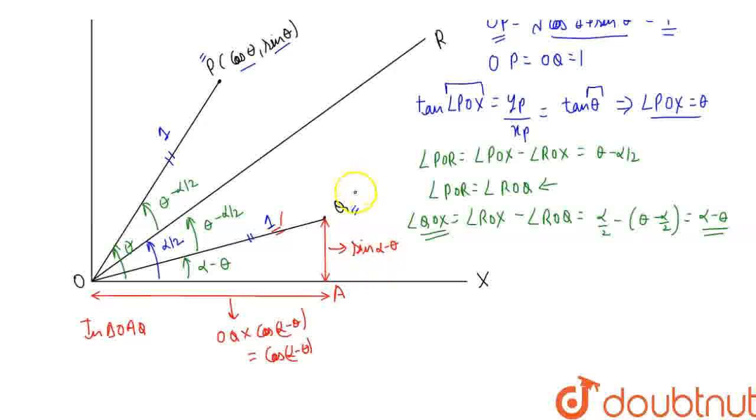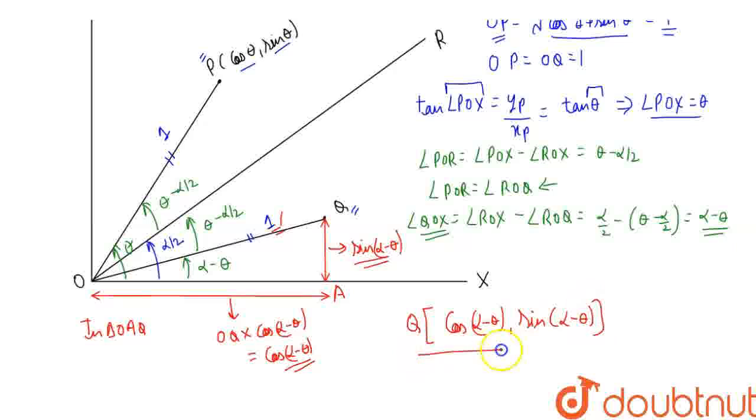So the coordinates of this point Q from this length and this length is cos of alpha minus theta, comma sine of alpha minus theta. This is our solution. This is the coordinates of the point Q. That is the image of this point P.